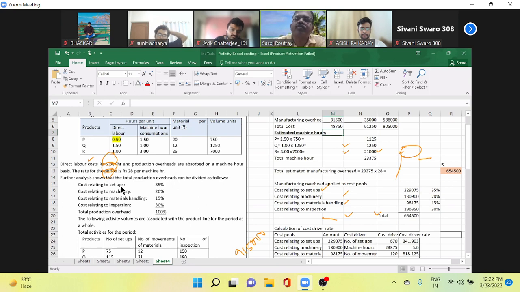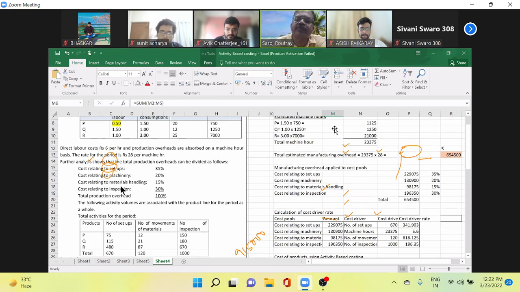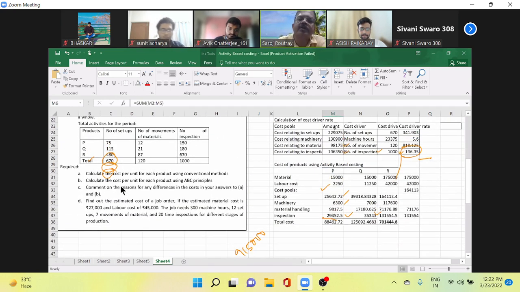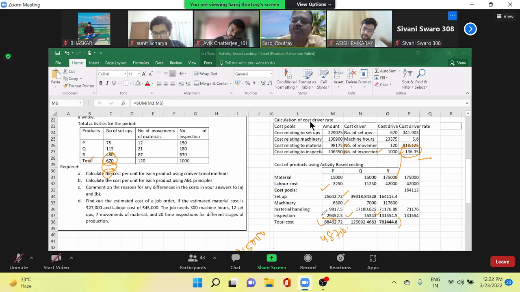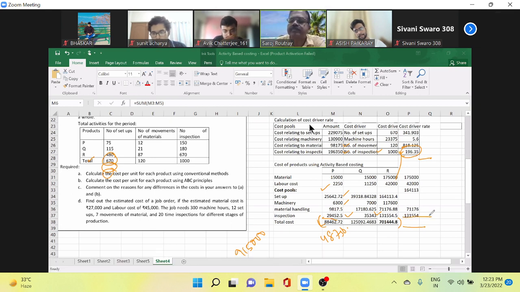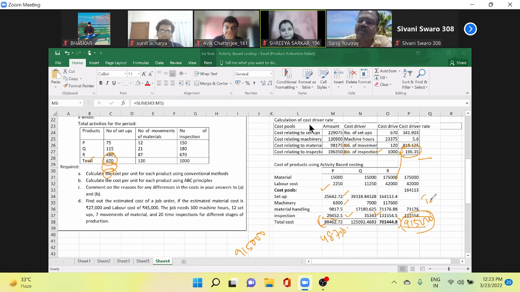And the cost of P, if you see, is 48,750. And if you add these three here, how much is it coming to? 9,15,000. So what I want to tell you is that your total cost will remain the same. 9,15,000 will be the cost.